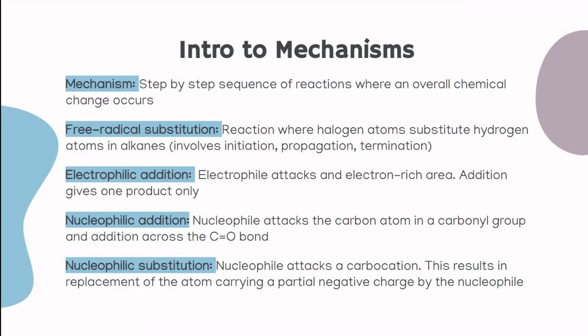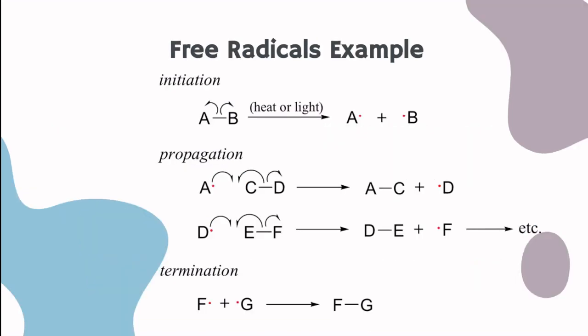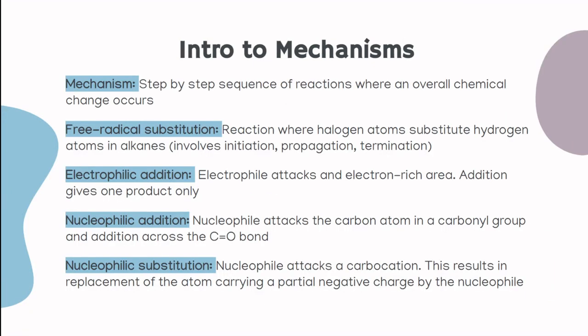And now we have our introduction into mechanisms. Mechanism sounds a little scary, but it's not, I promise. It's a step-by-step sequence of reactions where an overall chemical change occurs. An example of this is free radical substitution, what we just talked about earlier, where we had a minimum of 3 reactions to get to where we are. There can be 4, 5, 6, etc., because propagation can occur for a not necessarily numbered amount of time. This is an example of a mechanism. It's a reaction where halogen atoms substitute hydrogen atoms in alkanes. That's what free radical substitution is, and it involves initiation, propagation, and termination.